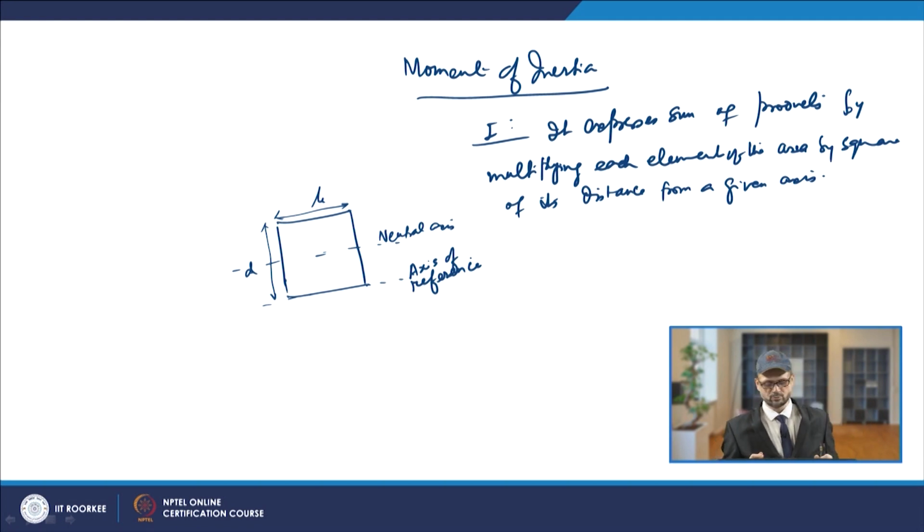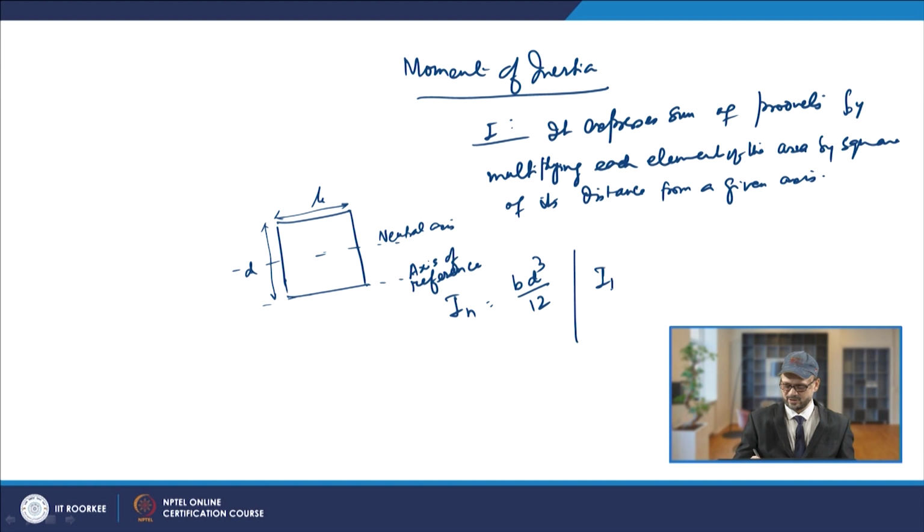So, you will have the finding of the moment of inertia about the neutral axis. About the neutral axis it will be I_n, and that will be b d cube upon 12. Similarly, if you take the moment of inertia of the same rectangle about its baseline, it will be b d cube by 3.